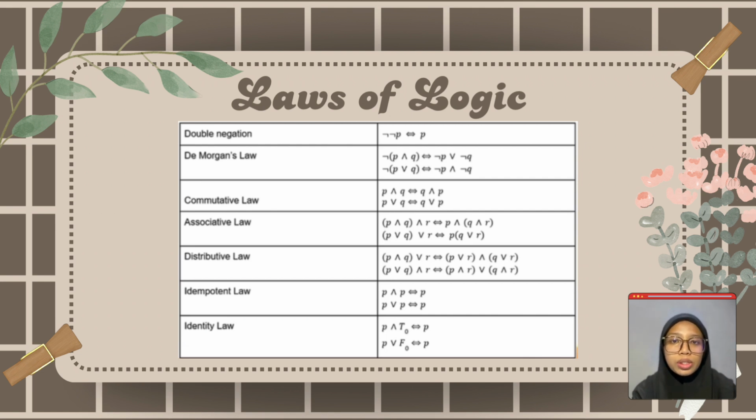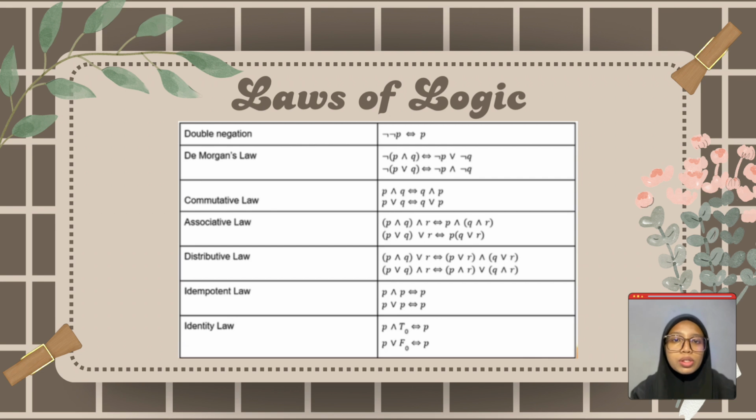Next is De Morgan's law, which explains how negation works with conjunction and disjunction. It shows that negating a combined statement changes both the logical operator and the individual statements. This law is important when simplifying or rewriting logical expressions.